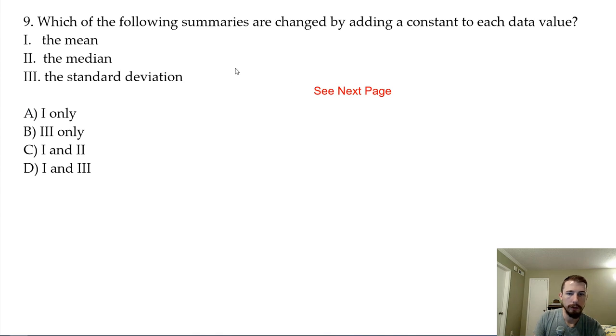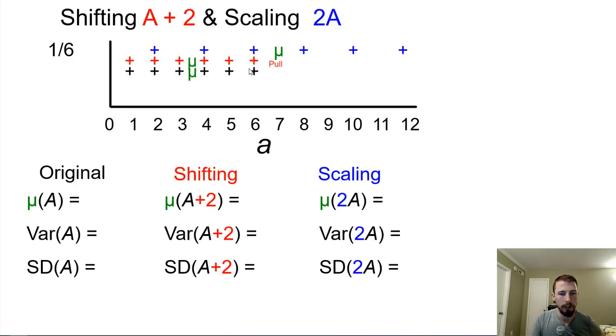Which of the following summaries are changed by adding a constant? So this is an example of shifting. Let me go over the difference between shifting and scaling. Hopefully this will be good. I pulled this slide from a slide we're going to do in our probability unit. On this one I was referring to rolling dice. So let's say we roll a dice, there are 6 possible outcomes, and it could be a 1, 2, 3, 4, 5, or 6. So that's these black dots here, and each one of those has the same probability of 1/6. So that's what I'm showing. Don't worry about it too much.